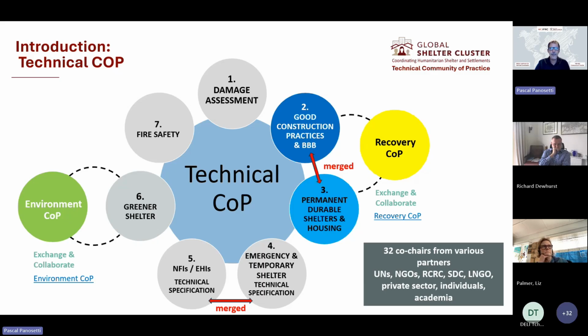Just a short introduction about the technical COP. As you can see on this graphic, we have seven technical thematics, and as you can see, in blue is the one of today. So we have merged the good construction practice and build back better, also with permanent durable shelter and housing. And these two technical subcommittees of practice are very linked also to another community of practice, which is recovery, because recovery is very linked to best construction practice and build back better. So we have some coordination also with this community of practice.